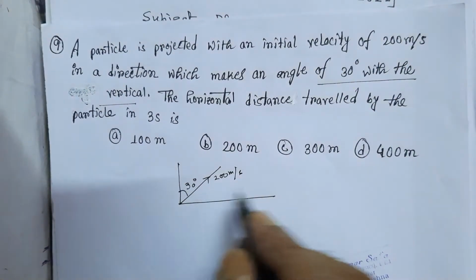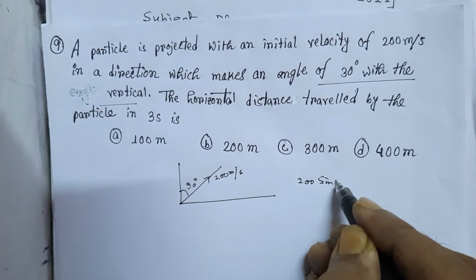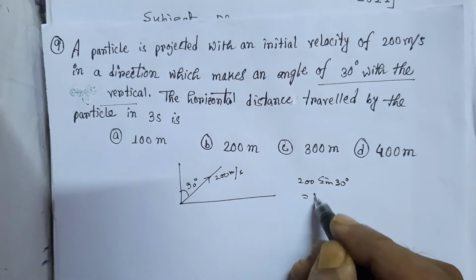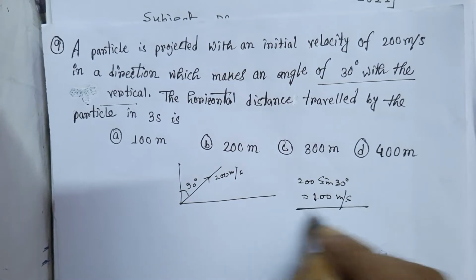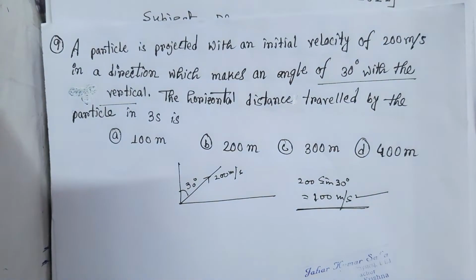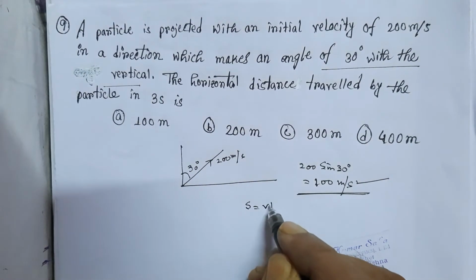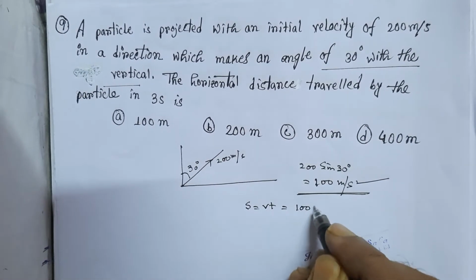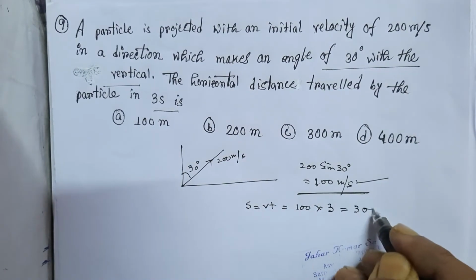So the horizontal component of velocity is 200 sin 30 degree, that is your 100 meter per second. And in the horizontal direction, it will move with uniform speed. So distance traveled in 3 seconds, that is S equals Vt, V is 100 and t is 3 seconds, that is your 300 meter.